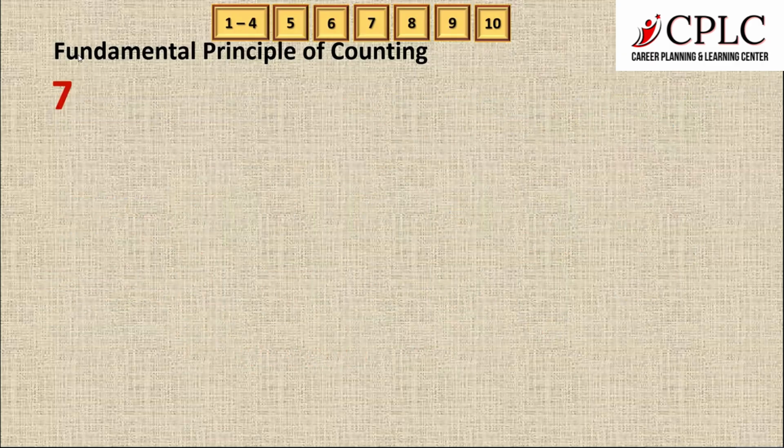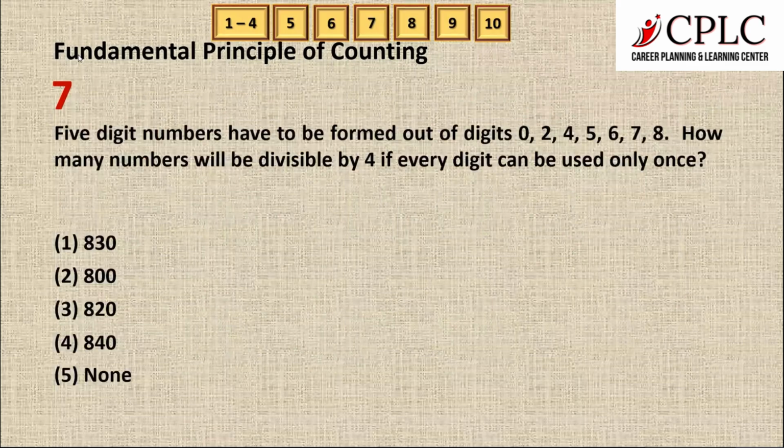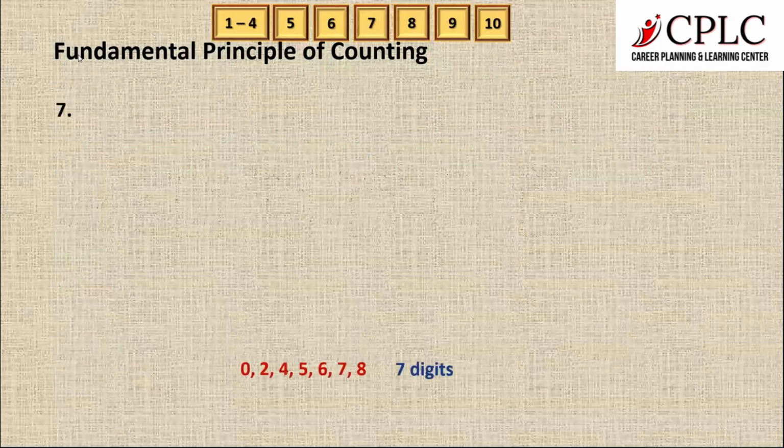Moving to the next question. Five-digit numbers have to be formed out of 0, 2, 4, 5, 6, 7, 8. How many numbers will be divisible by 4 if every digit can be used only once? Divisibility of 4 says we just have to check the last two digits of the number.